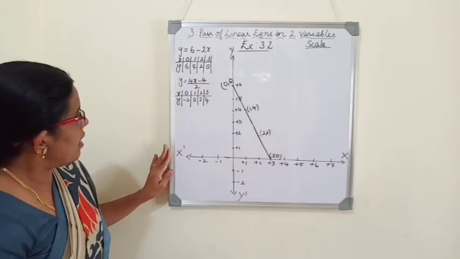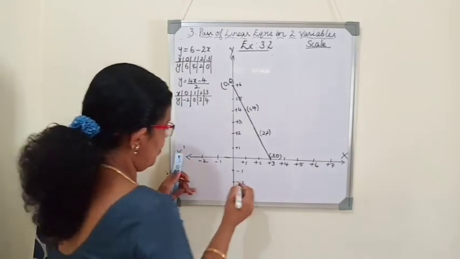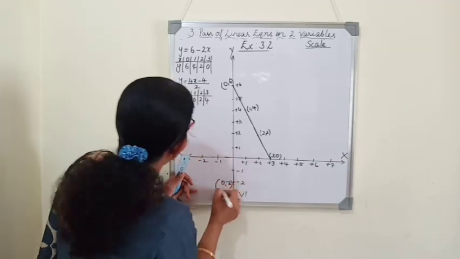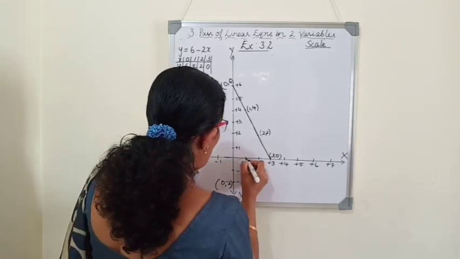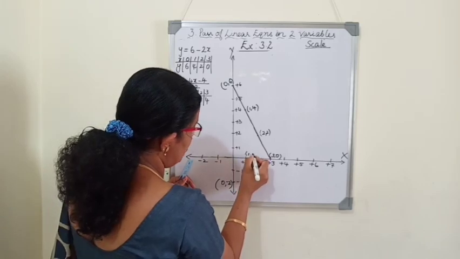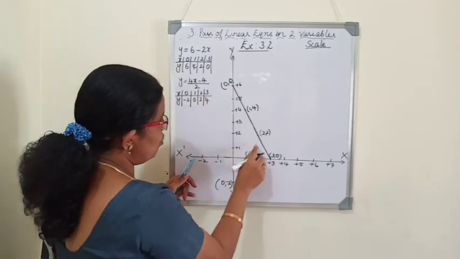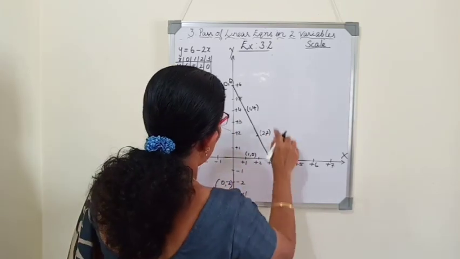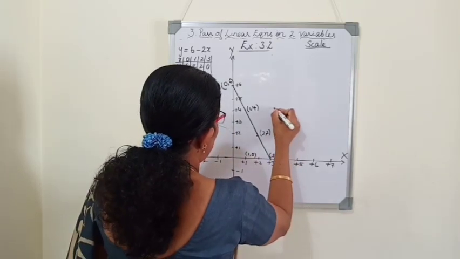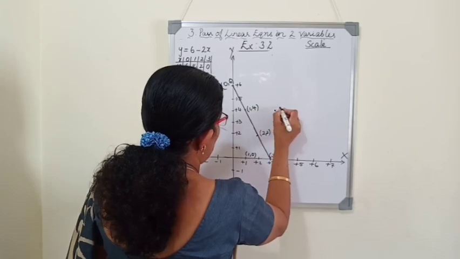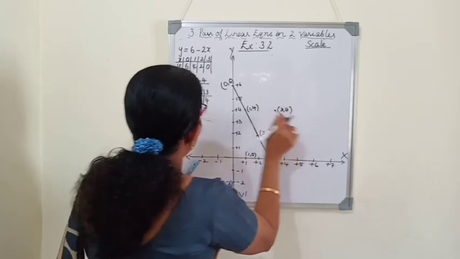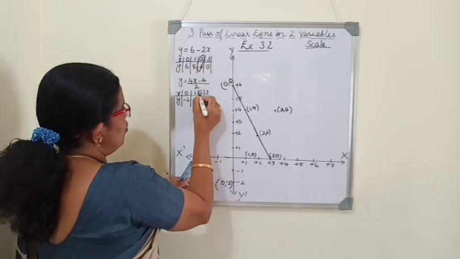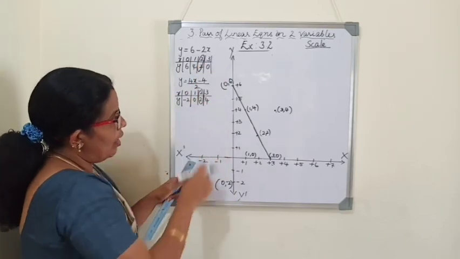Now, second set of points, 0, minus 2. Again, 1, 0. Next point is 2, 2. See, already marked 2, 2. Then 3, 4. See, before doing the graph itself, see the table. We have a common point, 2, 2. So, this is the solution of the graph.